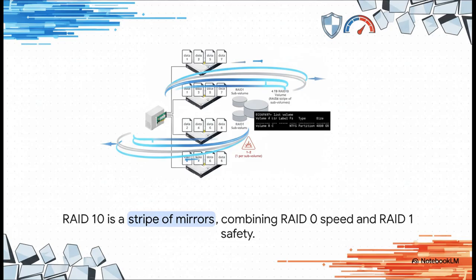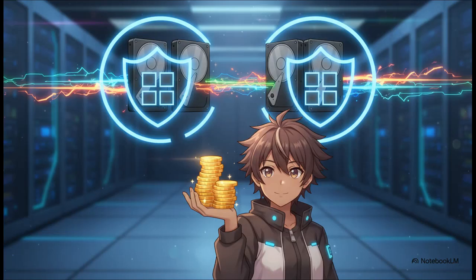Here's how it's built. First, you take pairs of drives and you mirror them using RAID 1. So now you have these little super safe mirrored sets. Then you take those protected sets and you stripe data across them using RAID 0. The end result is a stripe of mirrors, which gives you the safety of mirroring and the speed of striping all in one package. Now for this setup, you need a minimum of 4 drives, and it always has to be in even numbers so you can make those pairs.